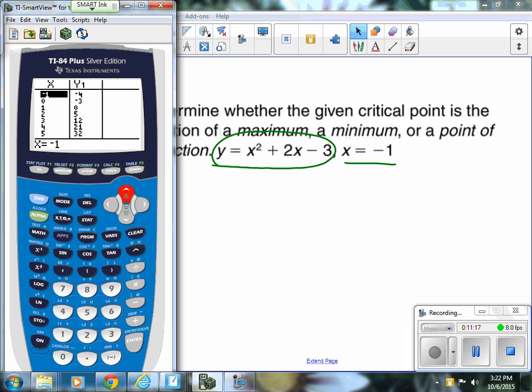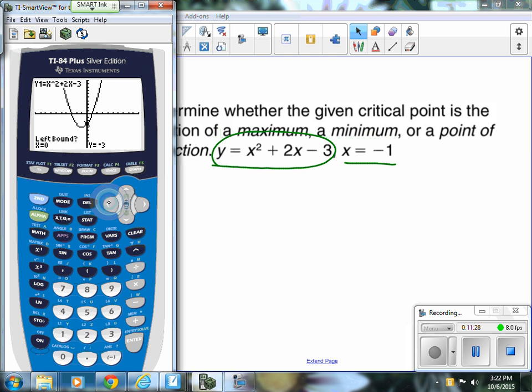If you plug that in, you're going to get the same value. If you trace on your graph, I'm pretty sure that that's going to be right where that vertex point is happening. But you can also go to your second calculate, go to minimum, which is number 3, and do your little left bound, right bound, guess. So to the left of where it is, to the right of where it is.